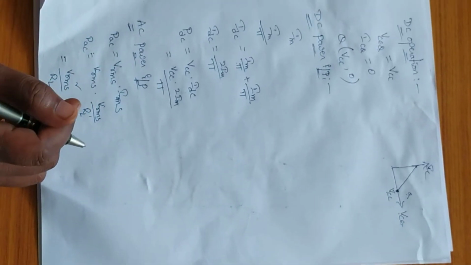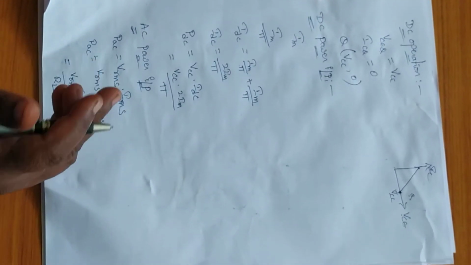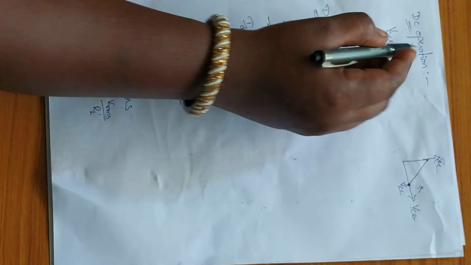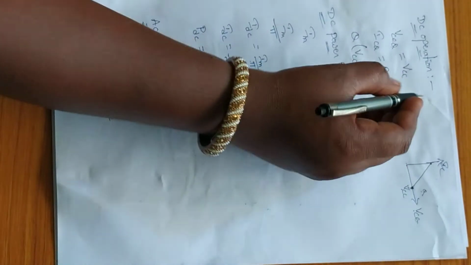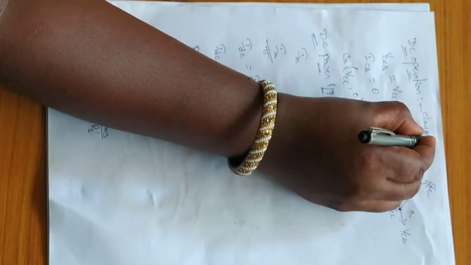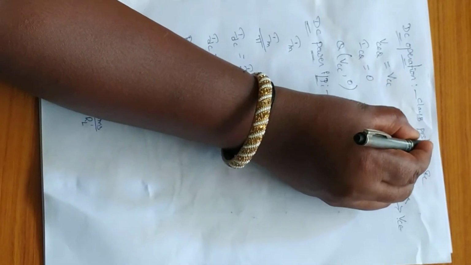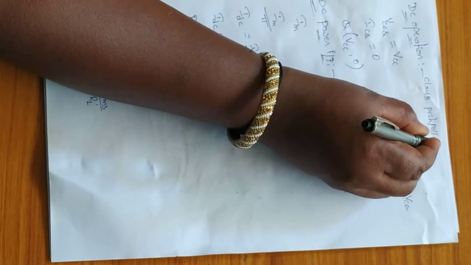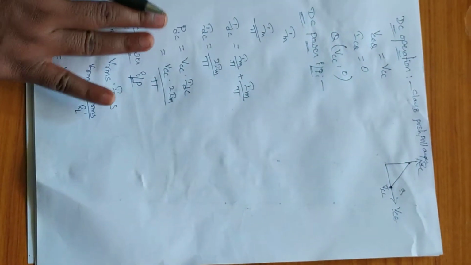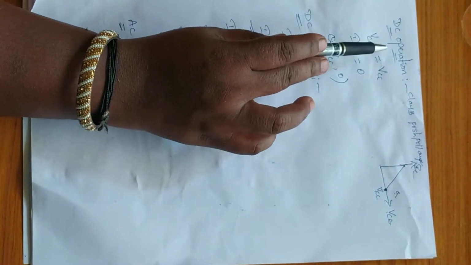Hi everyone. In this class, I am going to explain efficiency calculation and DC operation of Class B push-pull amplifier. So, Class B push-pull amplifier. First, we have to discuss DC operation.